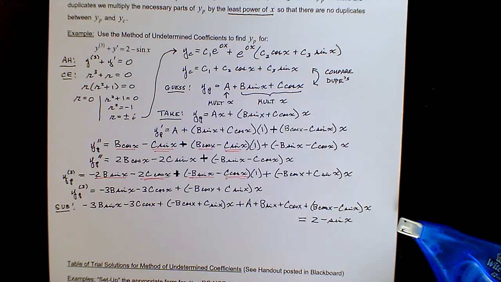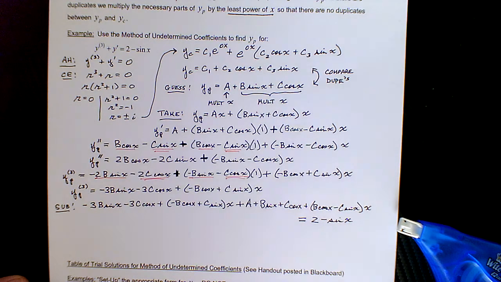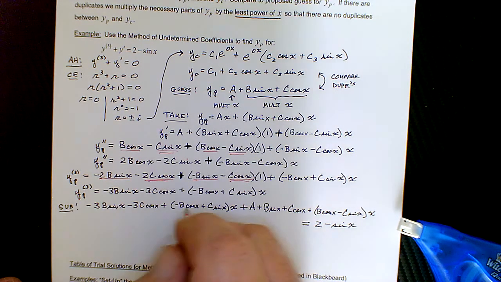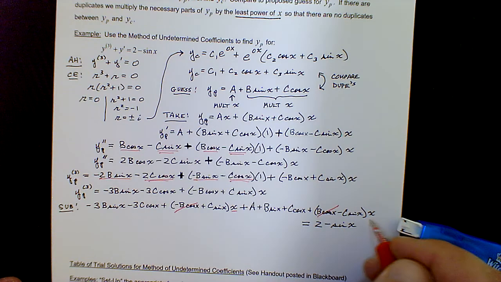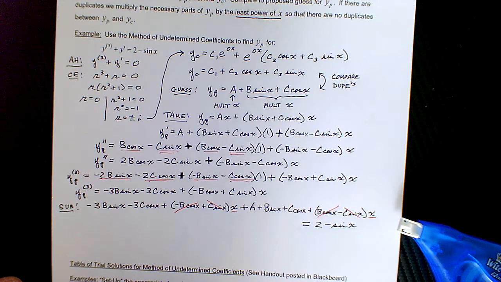Okay, and what we should notice, like what happened in the last example, is that the terms that we multiplied the power of x by at this stage go away. And you can see that's true because we've got this minus b cosine x times this x going away with this positive b cosine x times that x, and similarly with the c sine of x's.